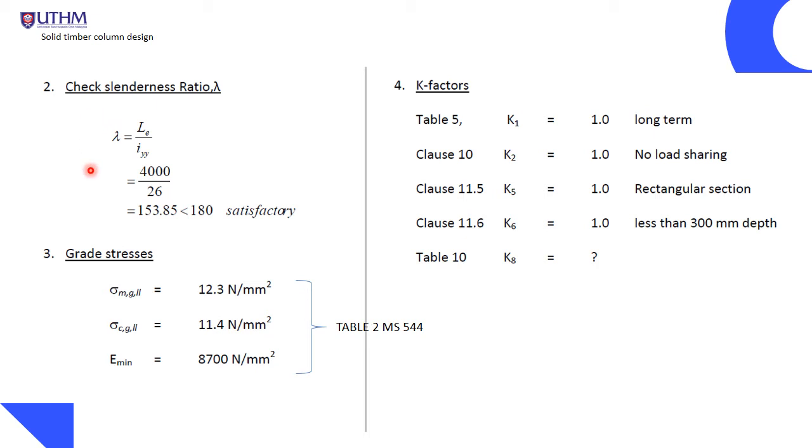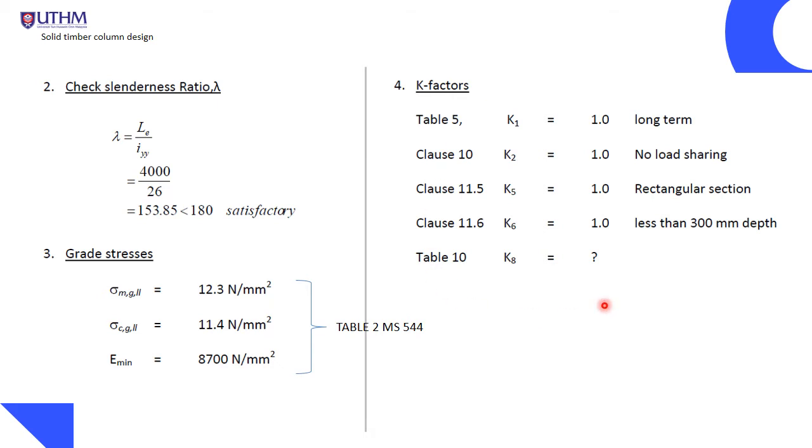We check the slenderness ratio by L effective divided by the radius of gyration, and we get 153.85. Because the design does not include the wind effect, this value should be less than 180. For the grade stresses for Nyatoh timber, we can refer to Table 2 of Malaysian Standard 544 to get these properties.